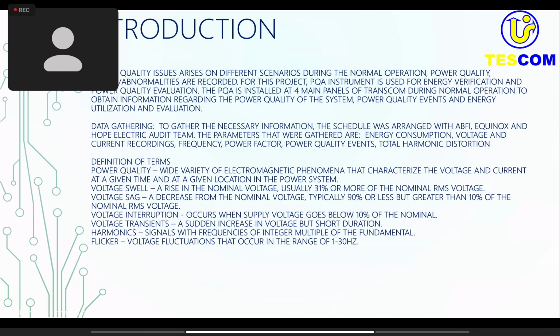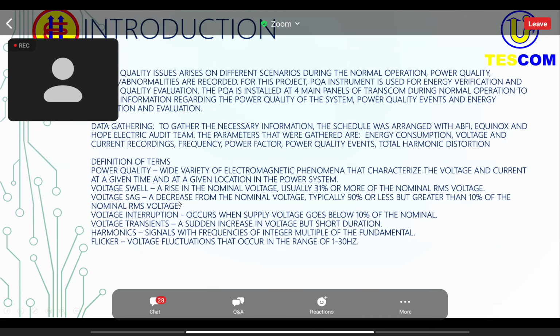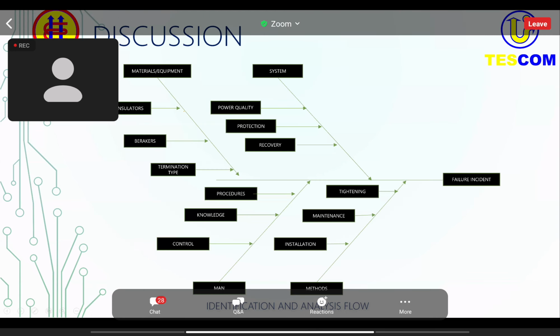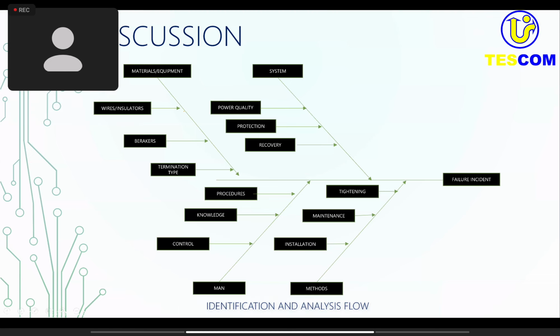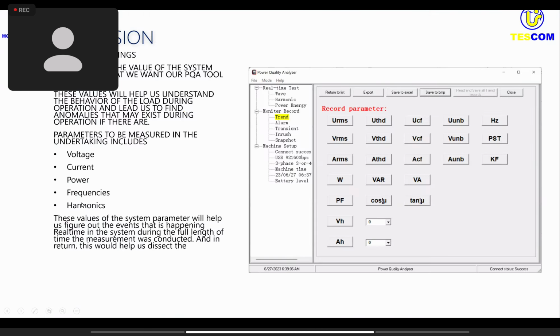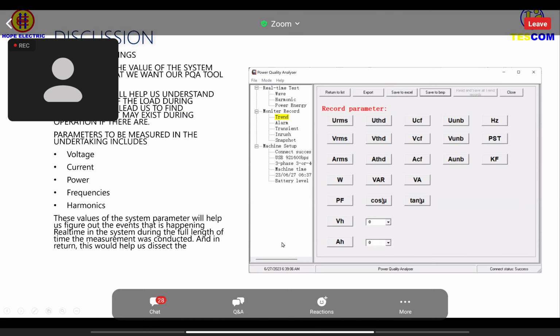So ito na yung ating data gathering na ginawa. You do the measurement and some definition of terms. Ito yung sequence ng ating problem-solving strategy. We are going to evaluate all the aspects from materials, equipment, system, methods, and people involved in the operation that caused the failure. And then we have put the parameters of the system. So ito yung ginawa natin mga parameters for our device to monitor, to help us evaluate and assess the system and provide us the information on how to address the issue effectively.